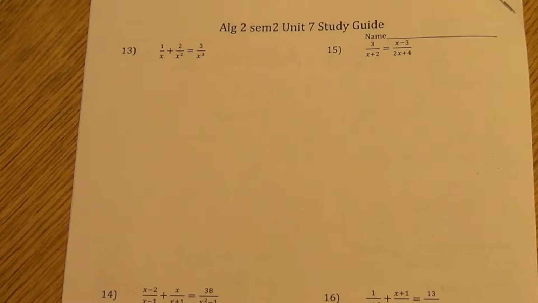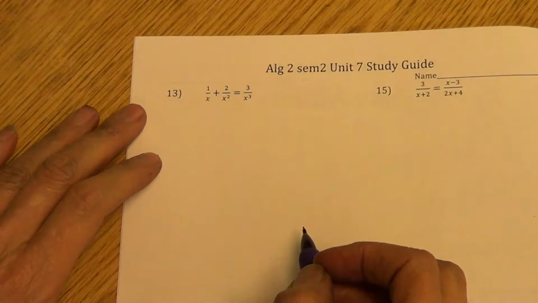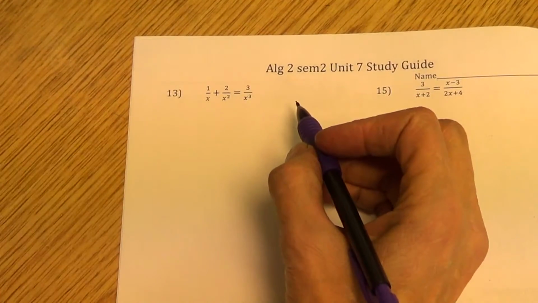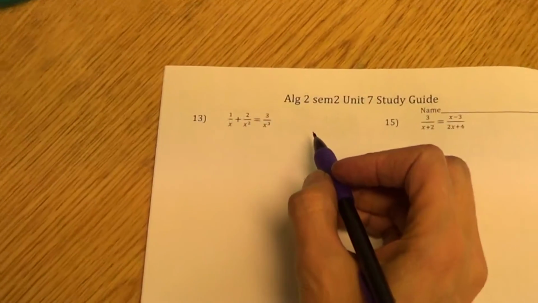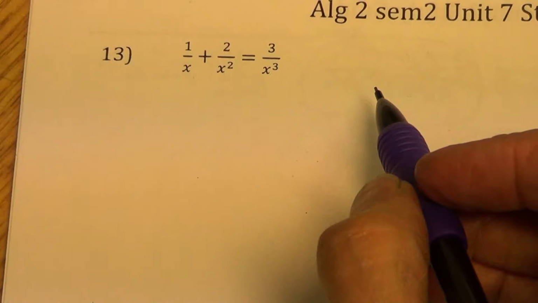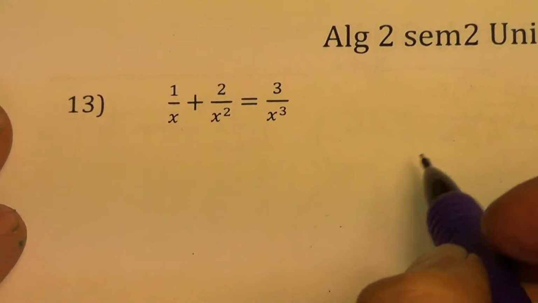Okay, part 2 of the 7A study guide. Again, you're looking for common denominators. Let me zoom in just a little bit. You want to always find the lowest common denominator.